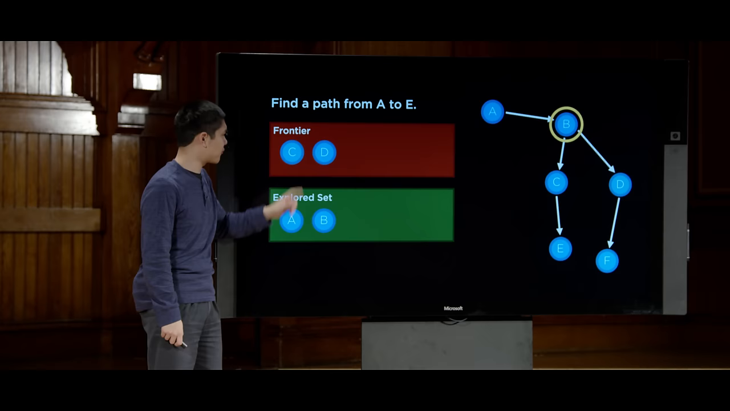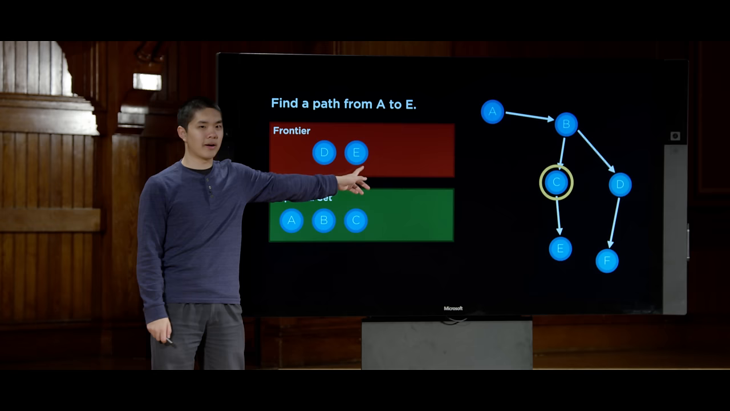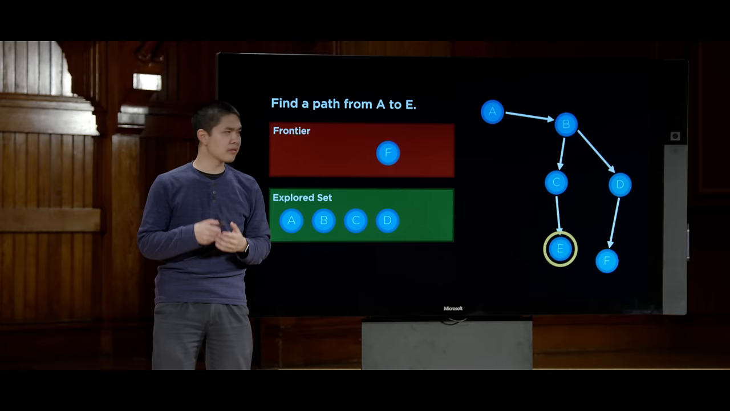So C gets explored. And from C, where can we get to? Well, we can get to E. So E gets added to the frontier. But because D was explored before E, we'll look at D next. So we'll explore D and say, where can we get to from D? We can get to F. And only then will we say, all right, now we can get to E. And so what breadth-first search, or BFS, did is we started here.